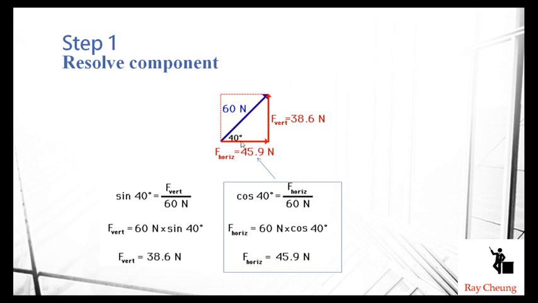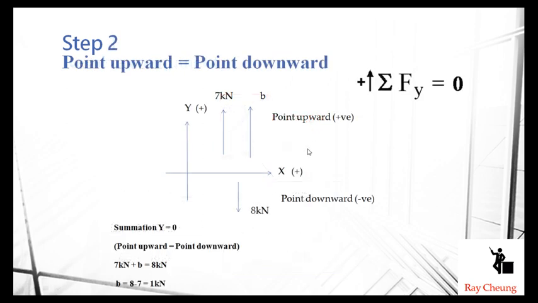This is the cosine theta. And then we can find out the value 45.9 Newton. And then if we want to find the vertical forces, that means this is sine theta 40. And then we can find out the result is 38.4. And then if you remember the theory, pointing upward equals pointing downward, we can easily find out the result B like this.